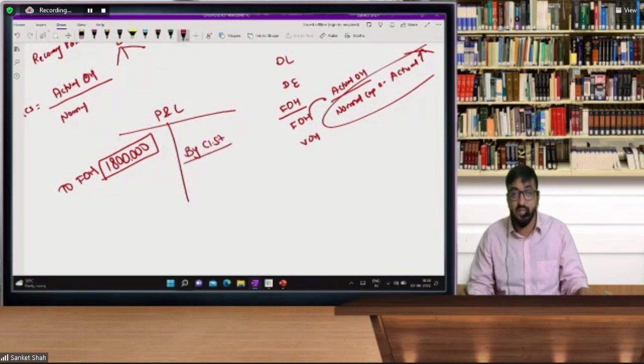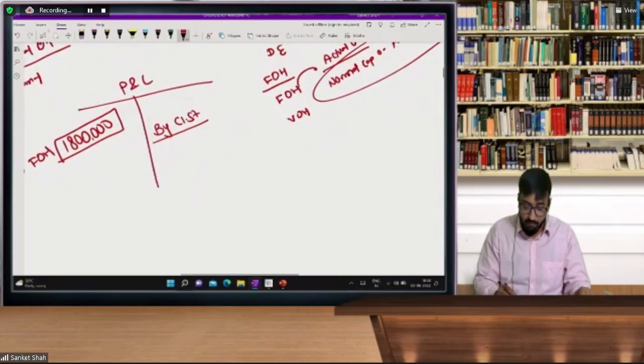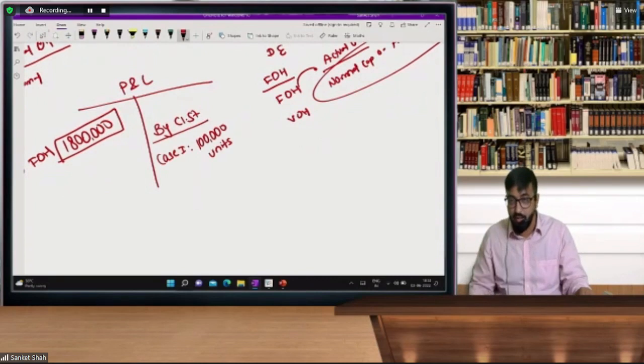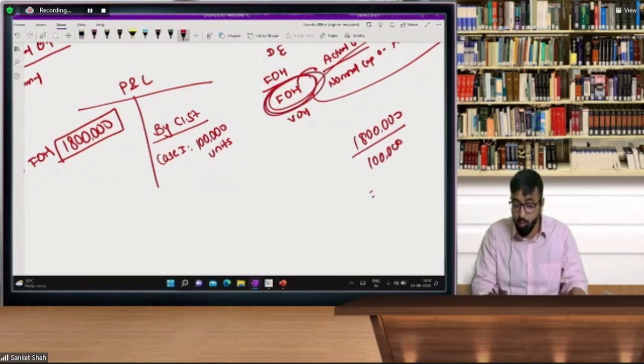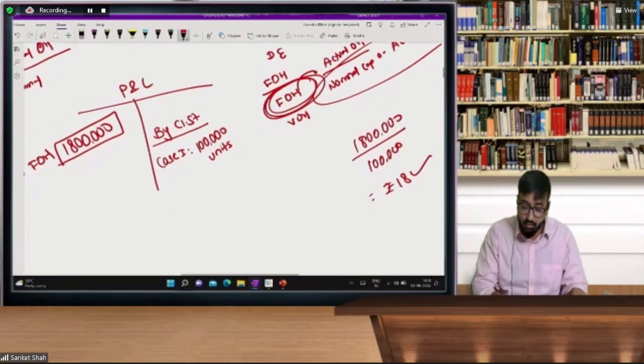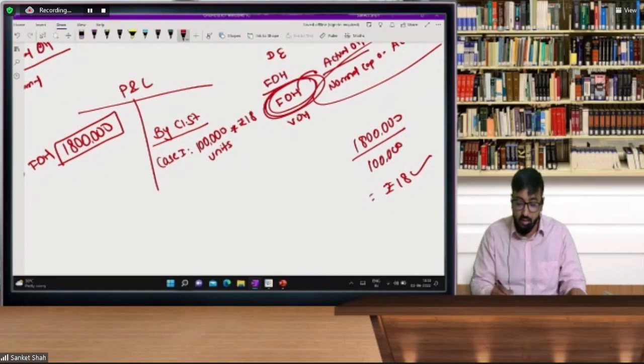Now see, we have 3 cases. Case number one: we produce 1 lakh units and we have not sold a single unit, so we are left with 1 lakh units. Very simple calculation: 18 lakhs rupees divided by 1 lakh units. So my rate per unit for the fixed overhead portion, I will consider rupees 18 per unit in case 1. This is my actual capacity.